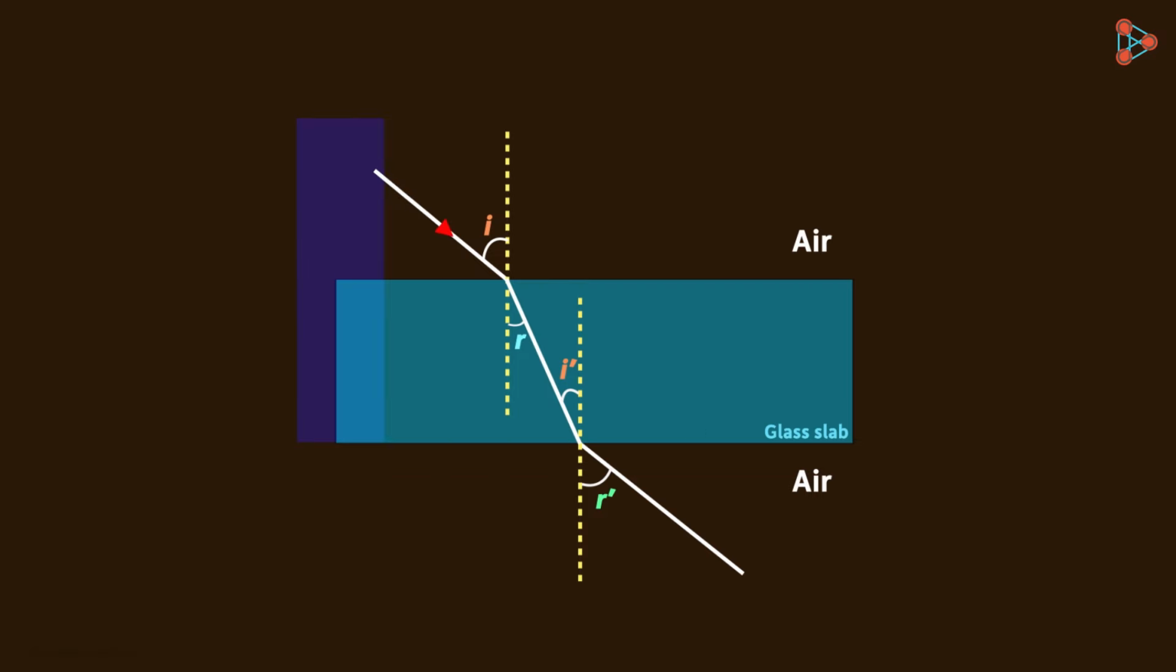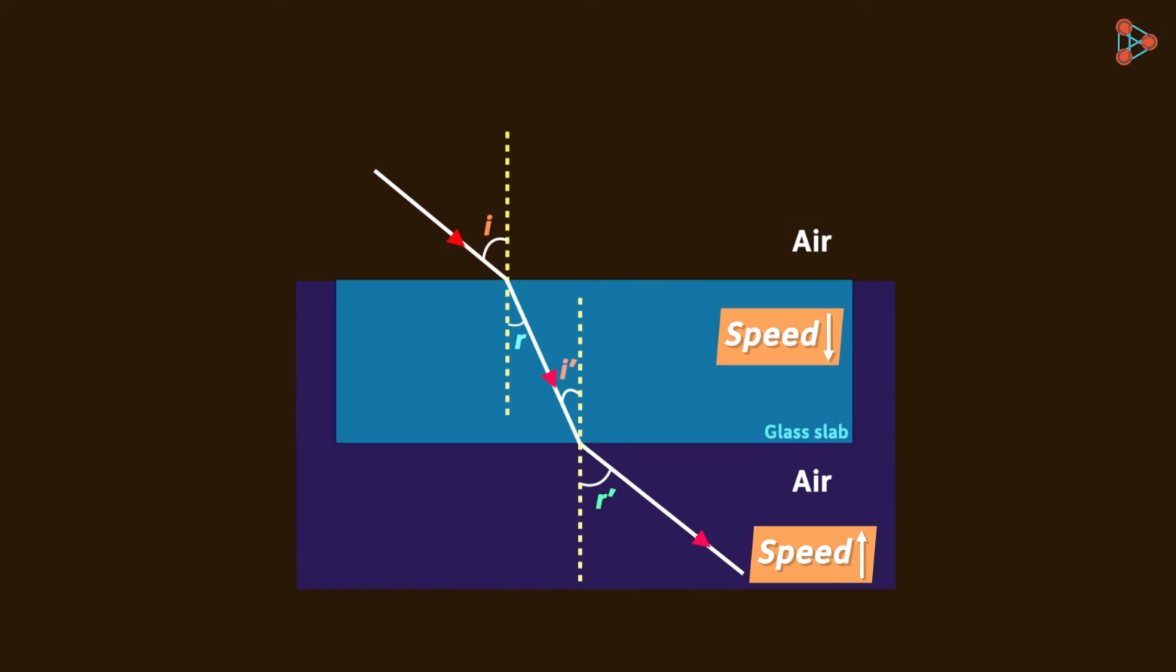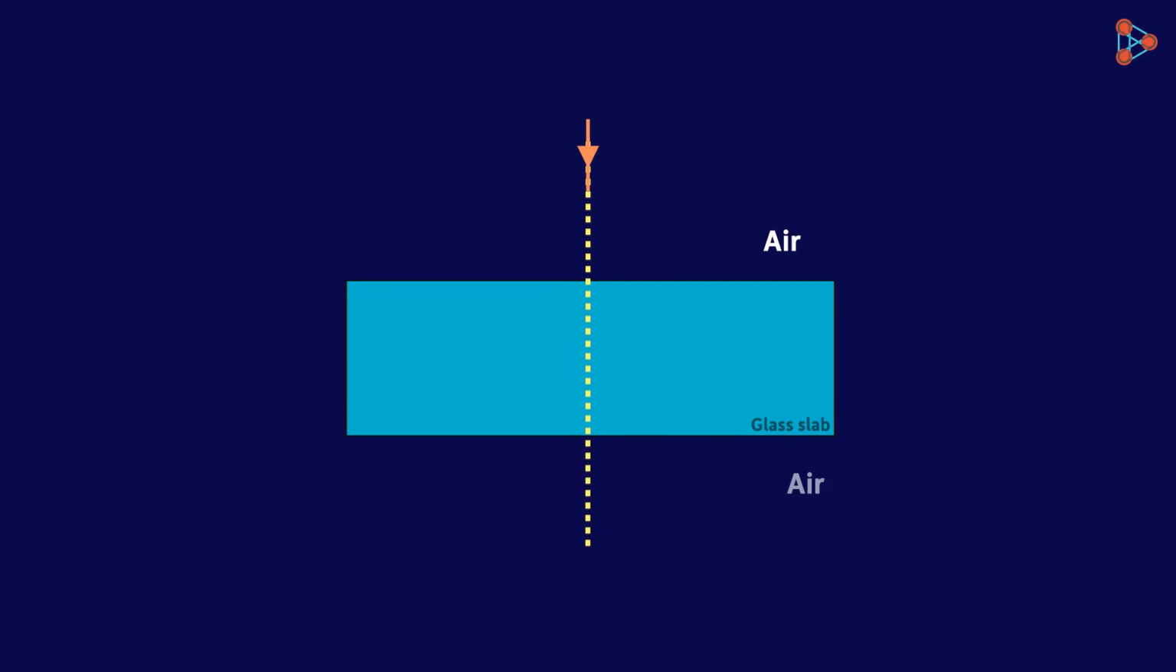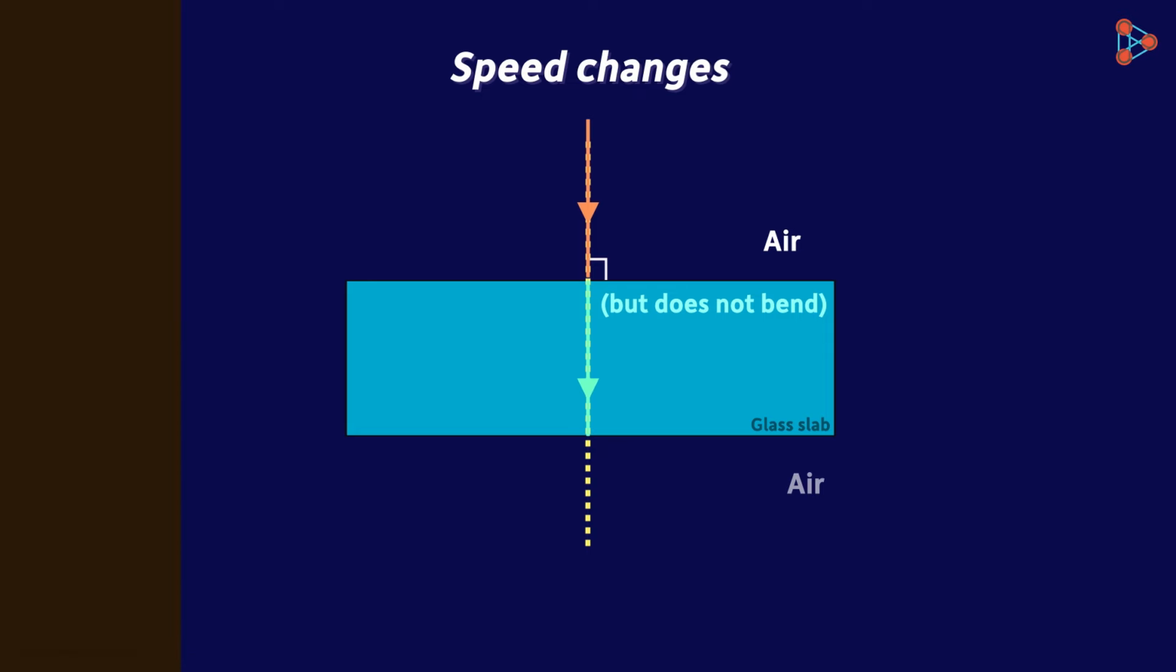When the light is entering into the glass at an angle, it travels at a lesser speed than in air, and when it goes from glass to air, its speed increases. So it's because of this change in speed that the direction of light changes. But what if the light is entering perpendicular to the surface of the glass? Will its speed change? Yes, its speed will change, however, it does not bend this time. Yes, the refracted ray propagates in the same direction as the incident ray.